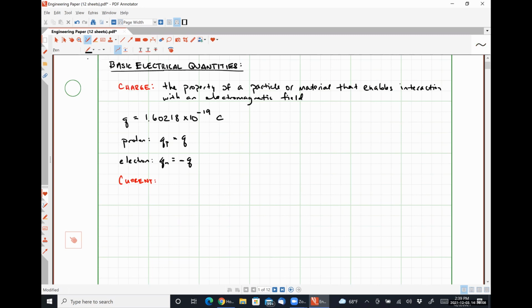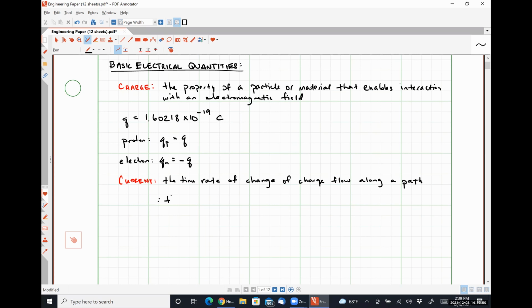So current is the time rate of change of charge flow along a path. Or an alternative definition. Whoever that was, please mute yourself so we don't have all kinds of weird feedback.